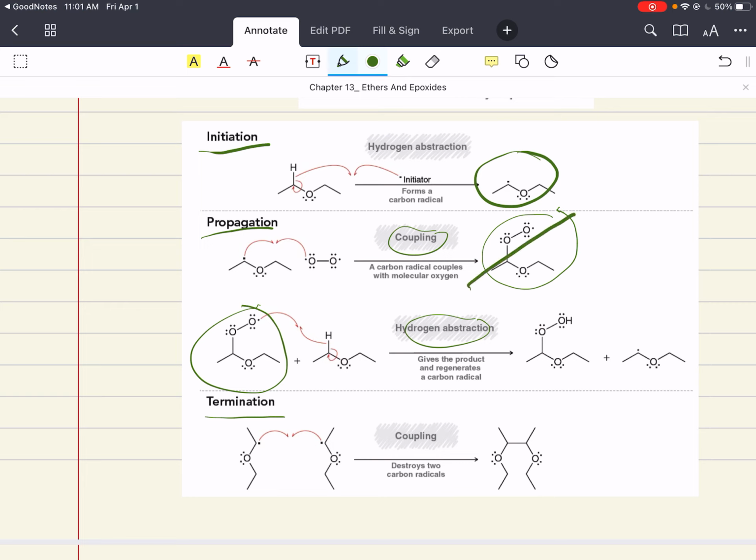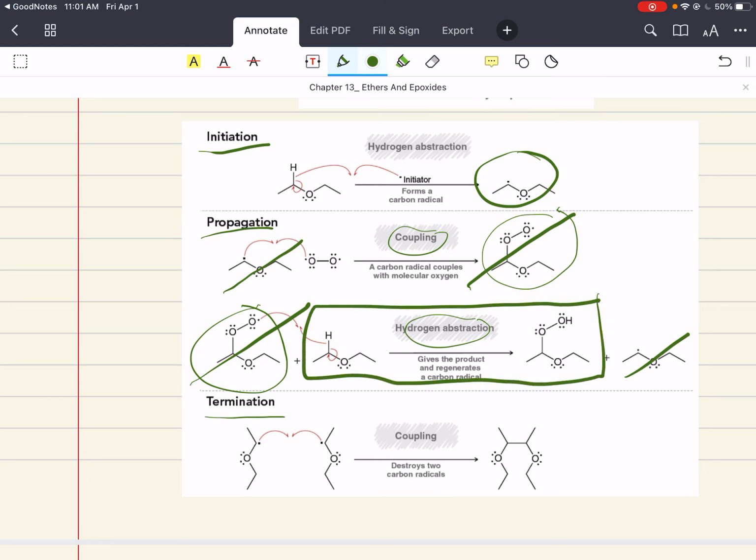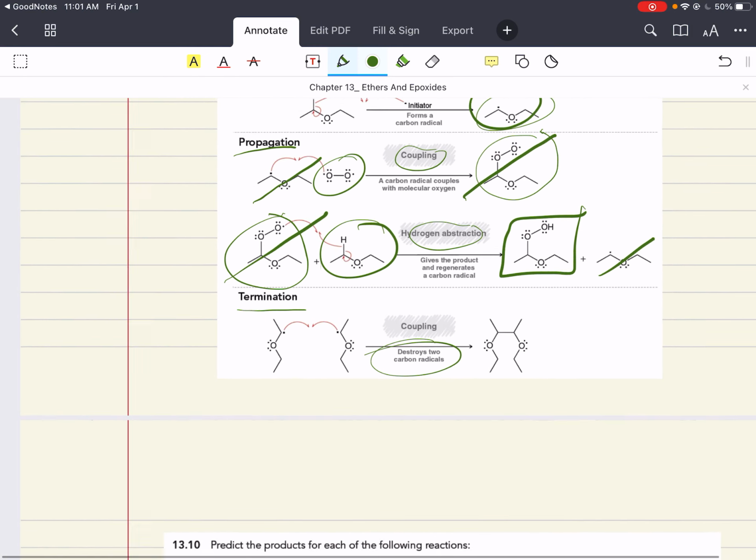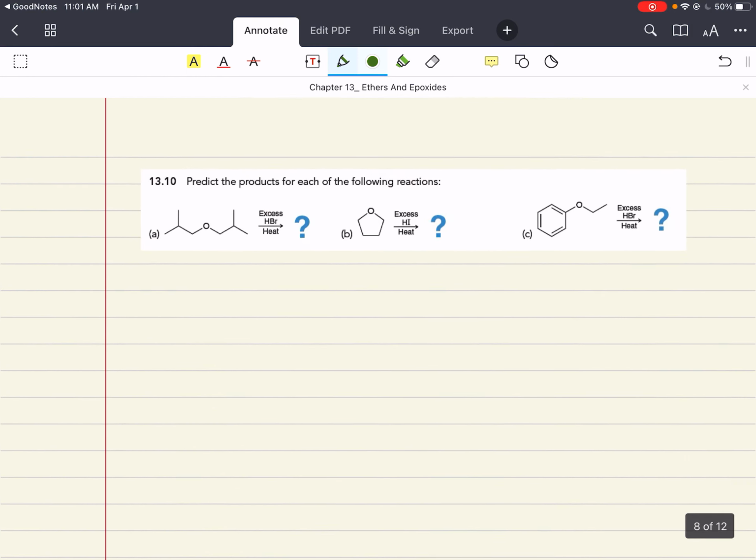Notice how this molecule appears as a product in one step and as a starting material in the next step, so they cancel out. And this radical that you formed in initiation appears as a starting material in one reaction and end product in the other. Ultimately, your net reaction boils down to these two things as your starting materials and this as your end product. And then your termination, where you couple two of the radicals you formed to end the process.